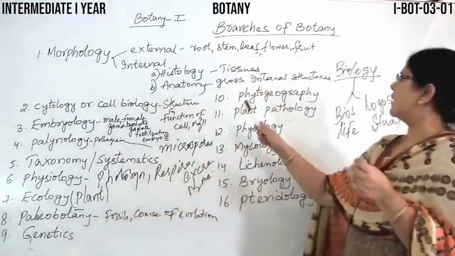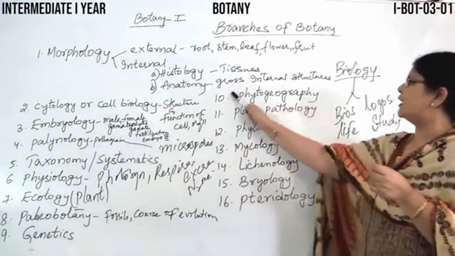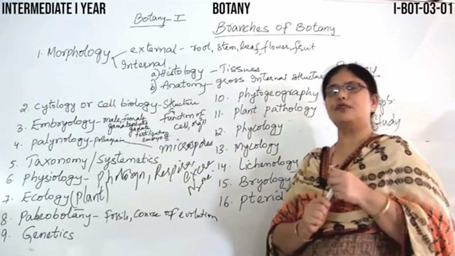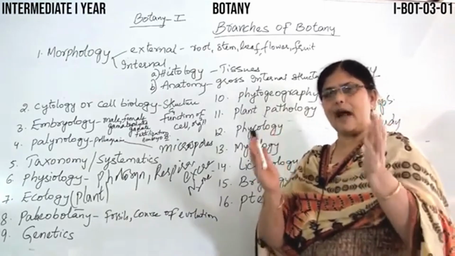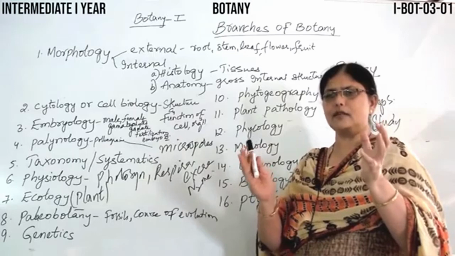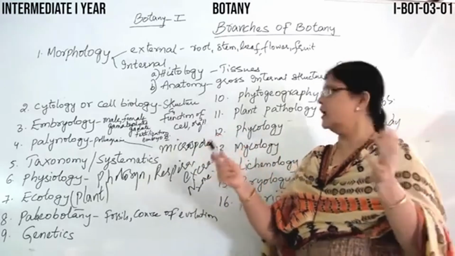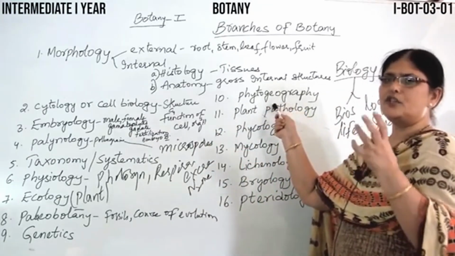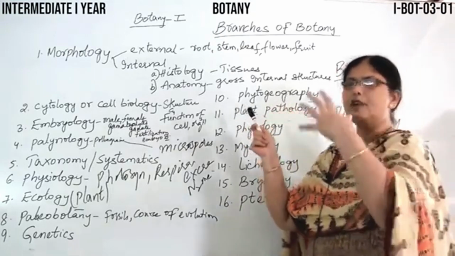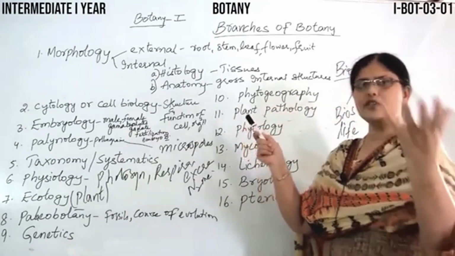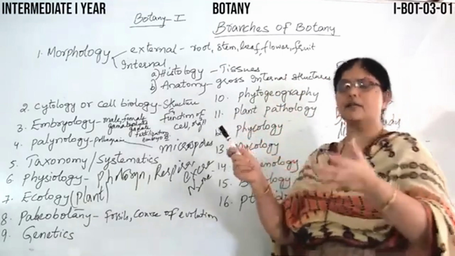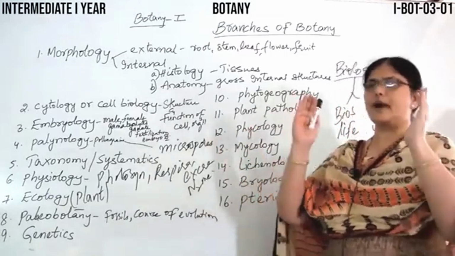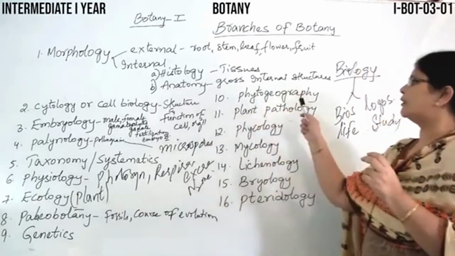Now next, coming to the other branch of botany, which is called phytogeography. What is meant by phytogeography? It is nothing but the distribution of the flora, that is the plants, as living organisms in different geographical regions of the world. Which plants are distributed in which areas? In deserts, there are some kinds of plants. In evergreen forests, there are some types of plants. In tropical regions, there are some types of plants. In temperate regions, there are some types of plants. How the plants are distributed upon the earth, based upon geographical distribution, the branch of botany which deals with that study is called phytogeography.